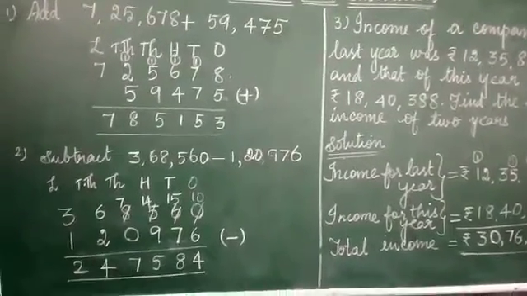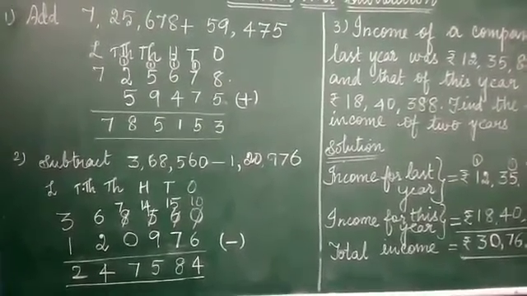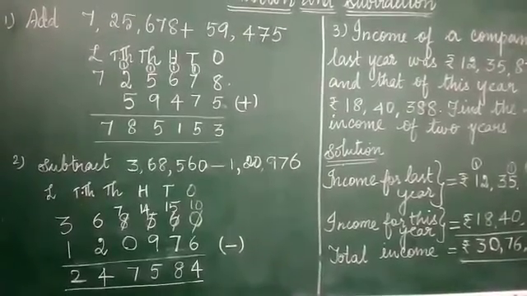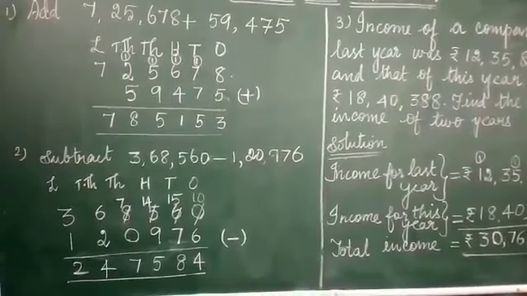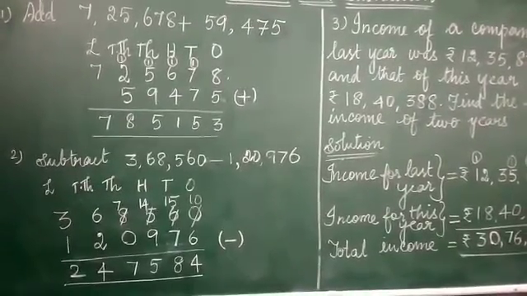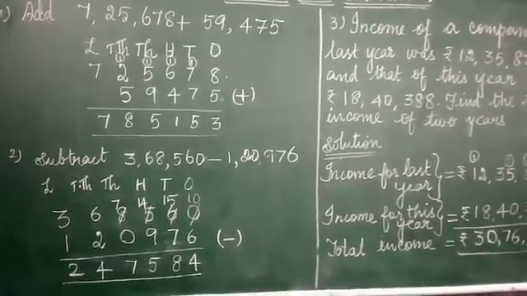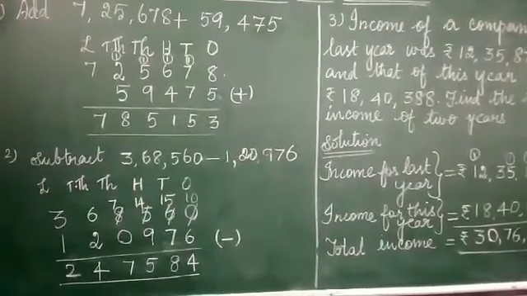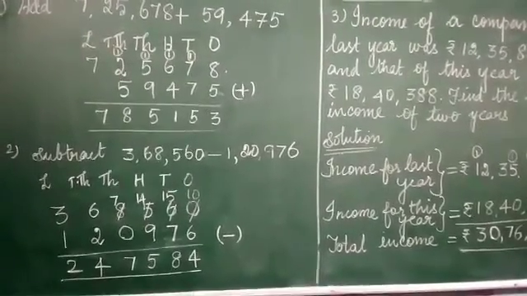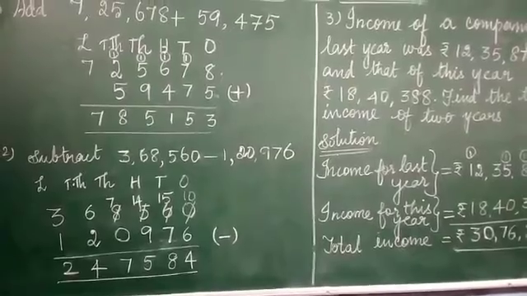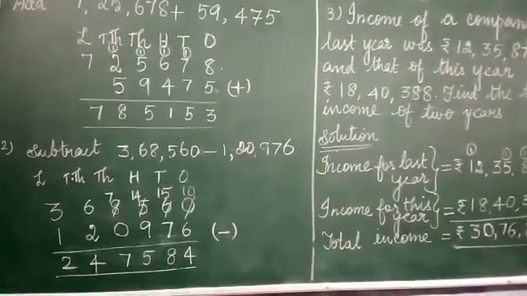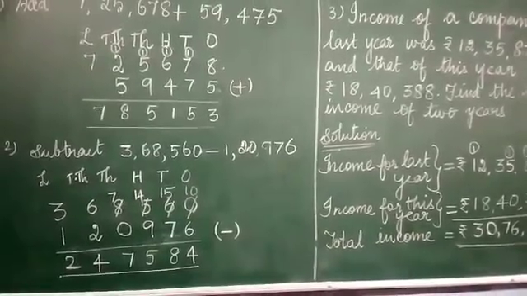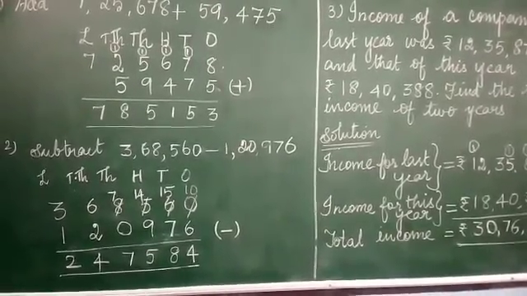Shall we add? 8 plus 5 is 13. So for 13, I put 3 in the ones place and the carrying 1 goes to the tens place. 1 plus 7 is 8. 8 plus 7 is 15. Again, 5 in the tens place and 1 carrying. Again add, 1 plus 6 is 7, plus 4 is 11. So for 11, I put 1 in the hundreds place and 1 in the carrying place for the thousands.